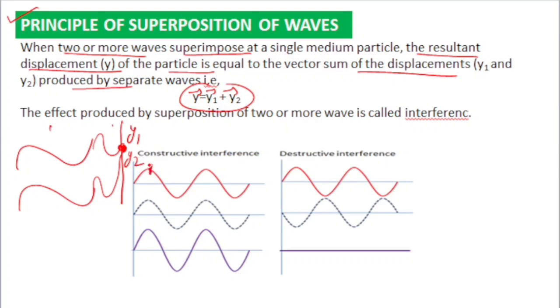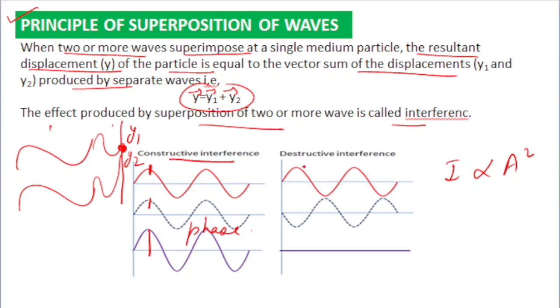When the crest of one wave superimposes on the crest of another wave, what happens? The resultant amplitude increases, and you know intensity is directly proportional to the square of the amplitude. If the amplitude increases, intensity is maximum at this point. This is called constructive overlap or constructive interference. Why interference? Because the effect produced by superposition of two or more waves is called interference. It means these waves are in phase. I will tell you what phase is. When the waves are in phase, constructive overlapping takes place.